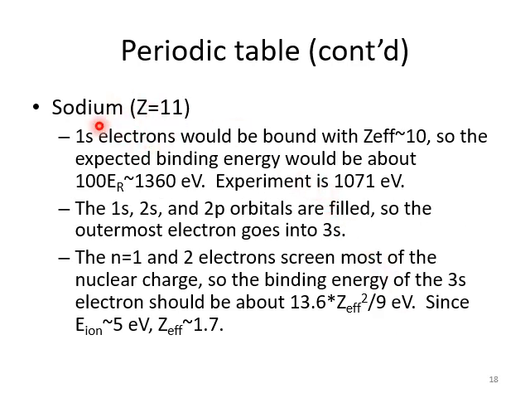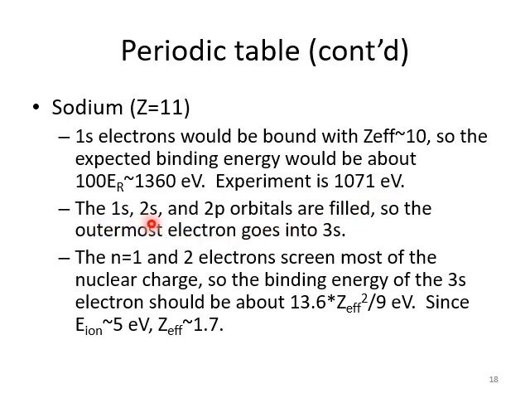A little heavier now. Sodium, Z equals 11. 1s electrons would be bound with a Z effective of about 10 now. Remember, we would have said 10.5, but we've got a lot of outer electrons now that can penetrate in, and they're going to reduce the effective charge. So we'll put 10 in there. And so the binding energy would be around, we would guess, 1360 electron volts. Experiment says 1071. So we're in the ballpark, right?